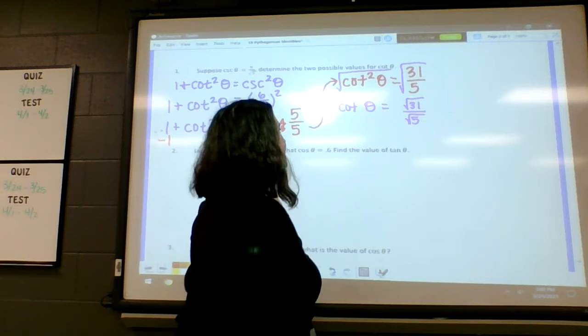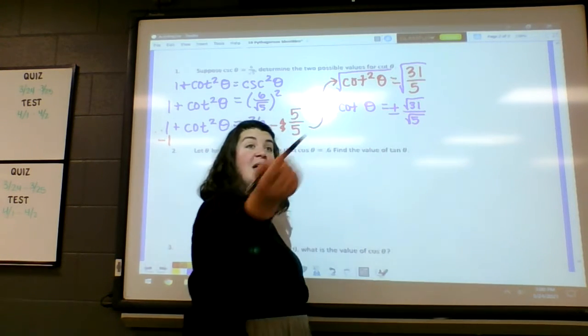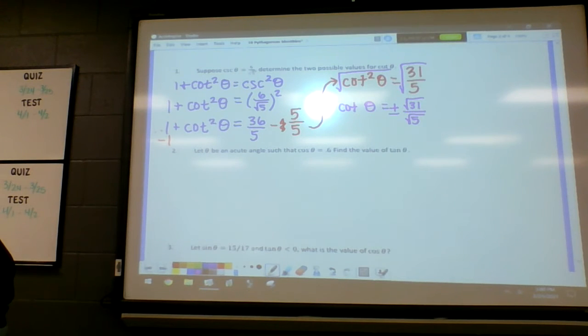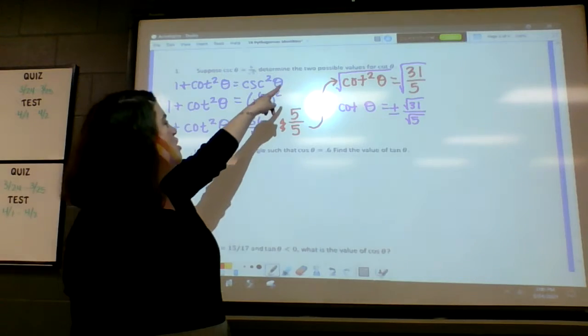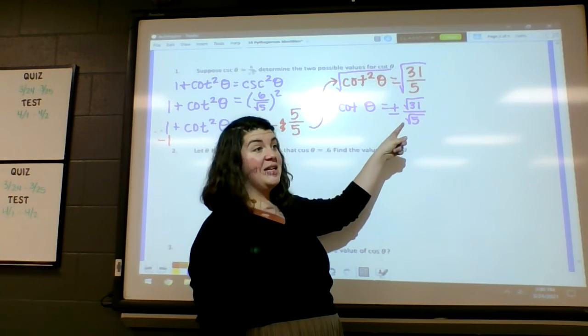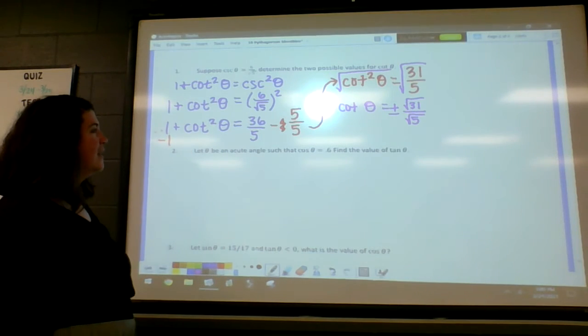No, that's a bummer. And you do need to include a plus or minus. Anytime you take a square root when you solve, the answer could be positive or it could have been negative. And that's where the two possible values come in. They come in from the plus or minus. We didn't have to solve two different equations or anything. It was just plus or minus there at the end.